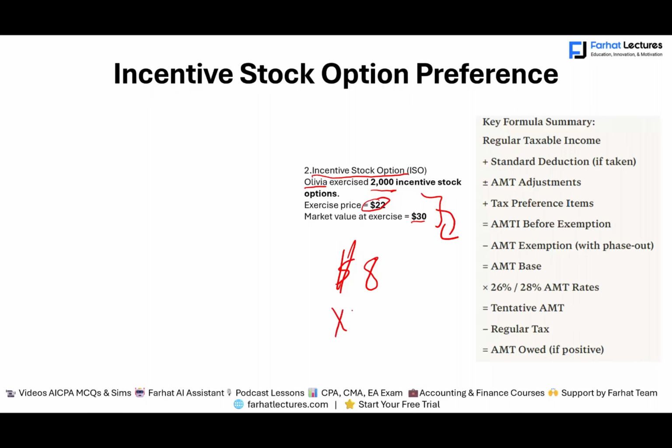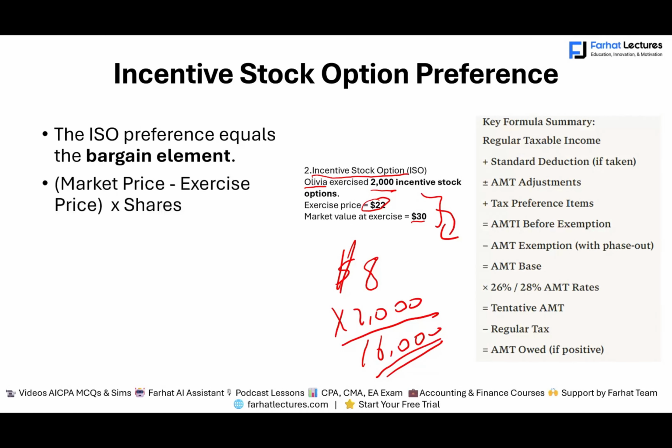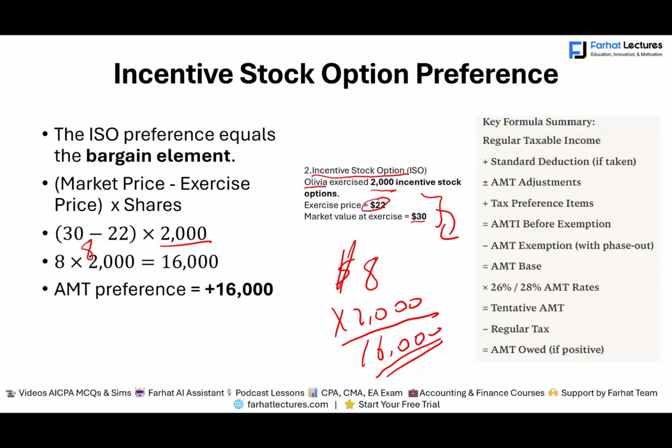How many shares do we have? 2,000. And that's going to give us 16,000. Add back, that's another adjustment. So the market price minus the exercise price is 8, times 2,000 shares will give us $16,000. We'll add it as an AMT preference, plus 16,000.